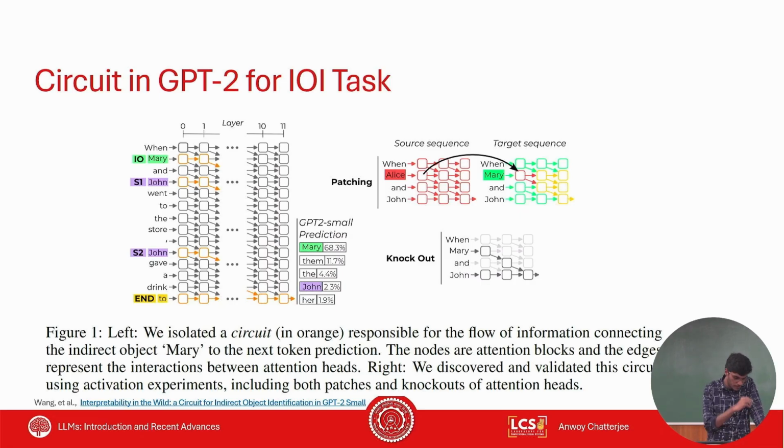In this paper, Interpretability in the Wild, they first tried to find circuits in GPT-2 for these IOI tasks. As you can see, there's a similar sentence: When Mary and John went to the store, John gave a drink to, and you have to predict the next word.